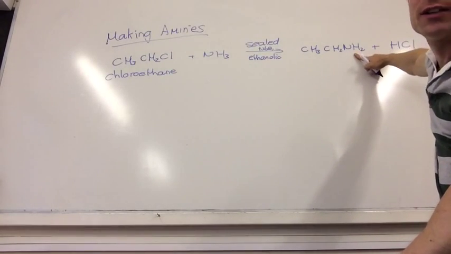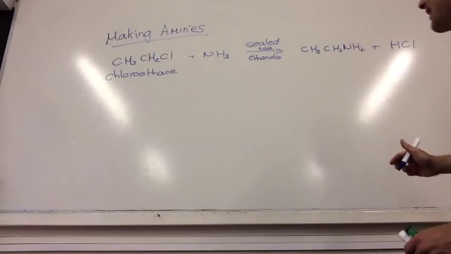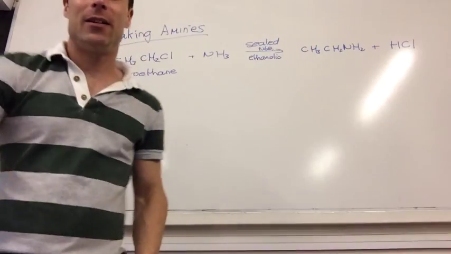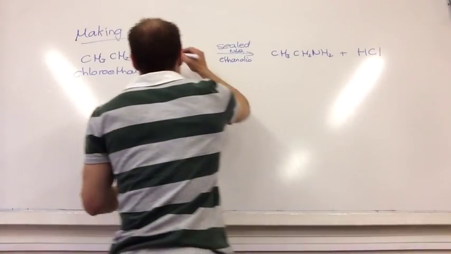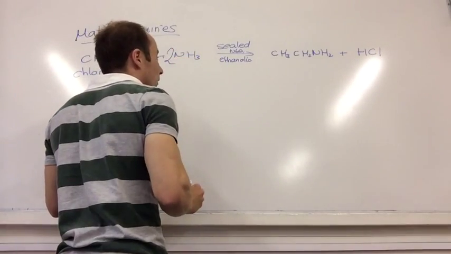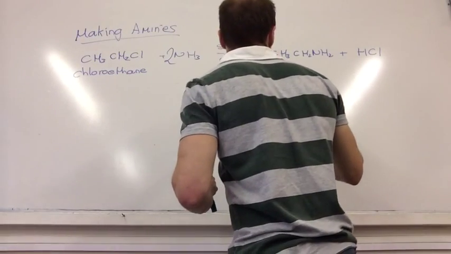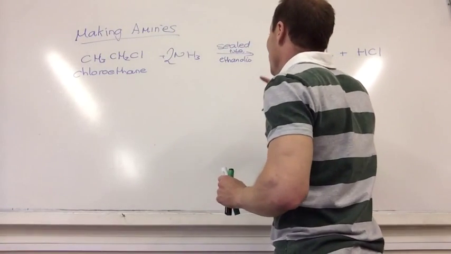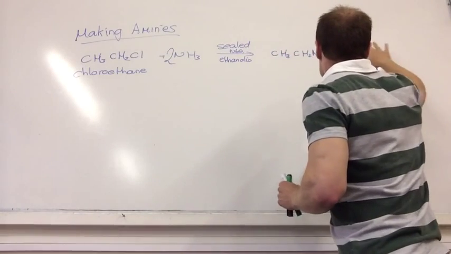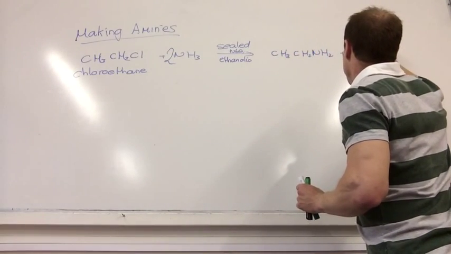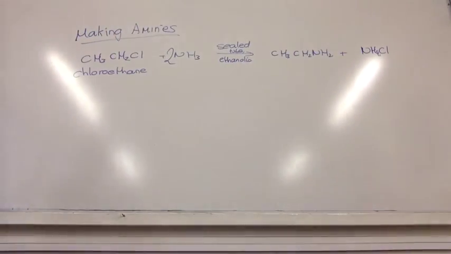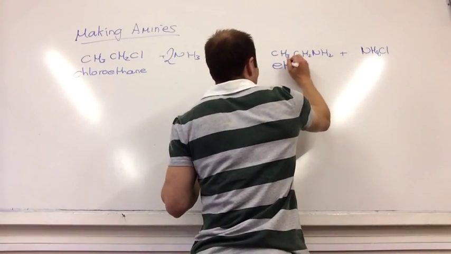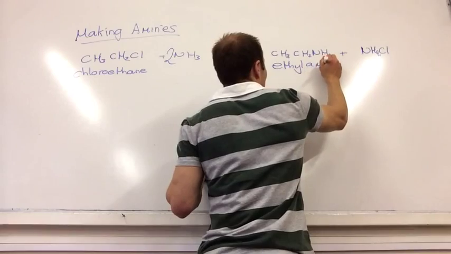What are those two going to do? React together. So probably what I need is to have two of those, because then you have one to react with the HCl. Then I will form NH4Cl. And that means I still get my ethylamine.